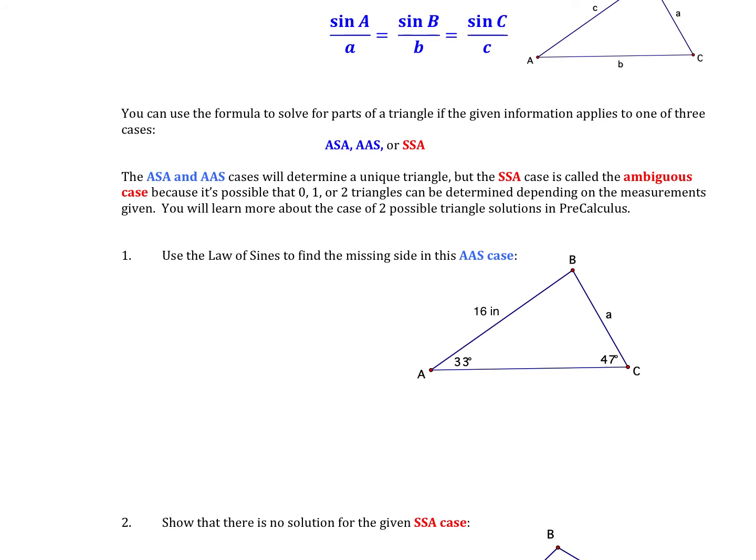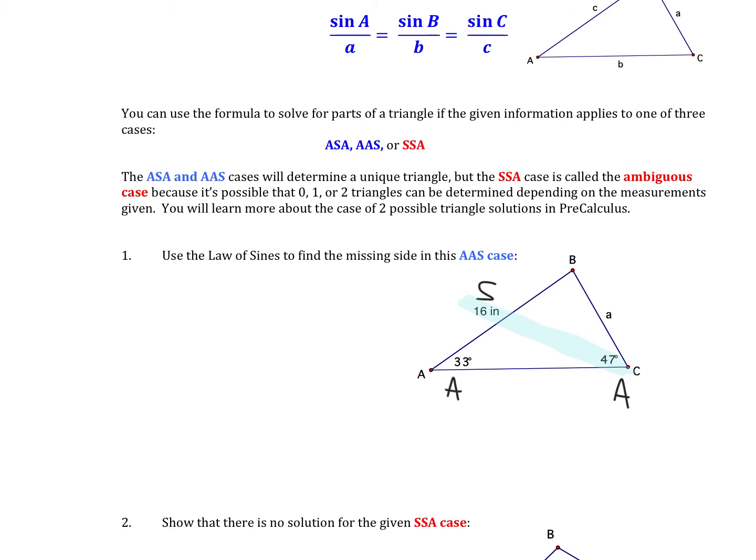Okay, so what we're going to do here is we're going to use the law of sines to find the missing side in this angle, angle, side case. Notice I have angle, angle, side. All right, so what I always look for to know that I'm going to use law of sines, because tomorrow you're going to learn a different law, the law of cosines, is I always look for this relationship where you have an angle and its opposite side. So I have that right here with the 16 inches and the 47 degrees.